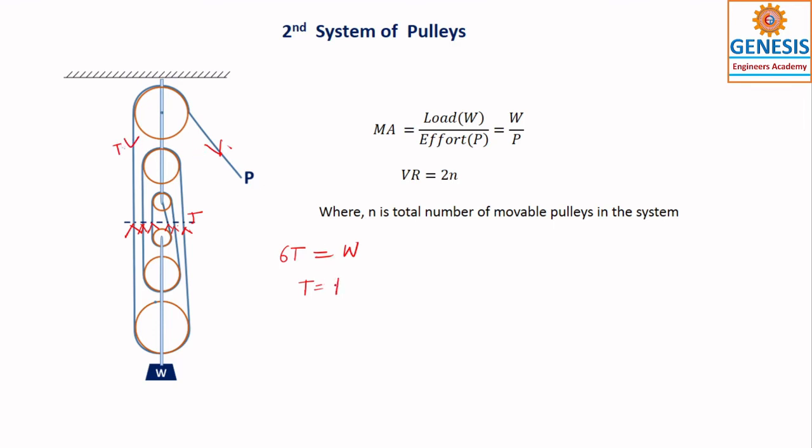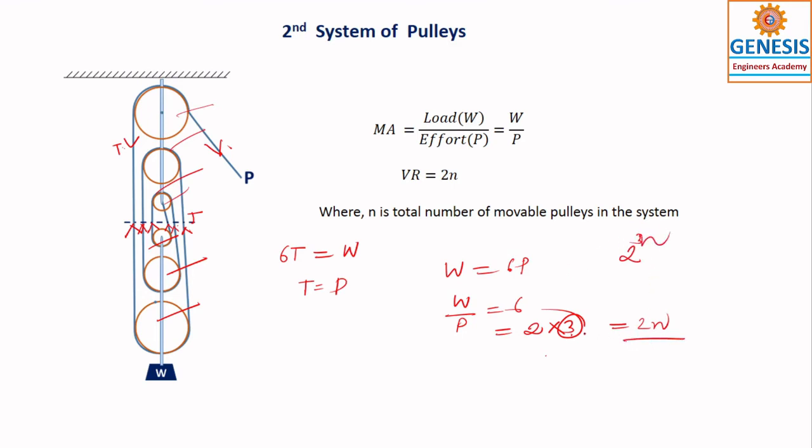Opposite. Okay, now. So this T is equal to P, then W is equal to 6P, W by P is equal to 6. But I have to write with multiple of 2 and there is no power like this, this is equal to 3. So this 3 is related to 3 movable pulleys in the movable set. So you forget about this fixed set. You got my point? That is why it is 2n. In case of first system, 2 to the power of n. In this, it is this.